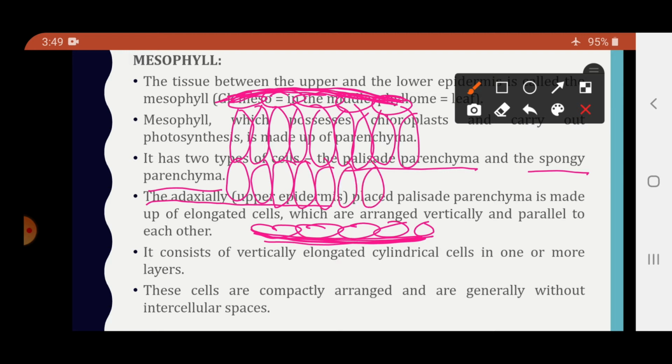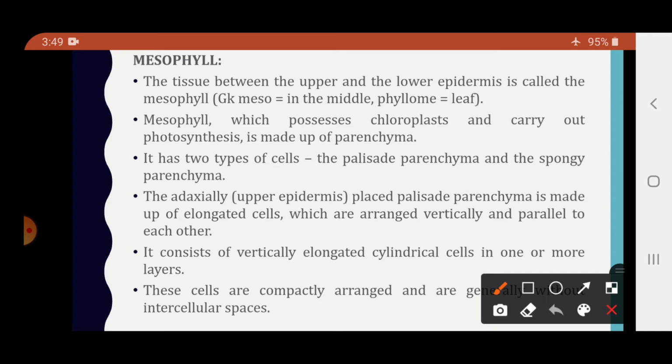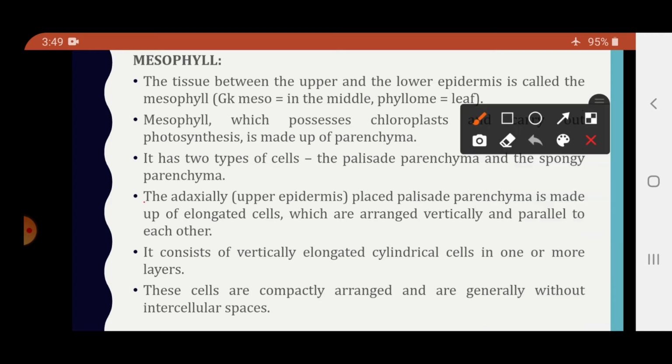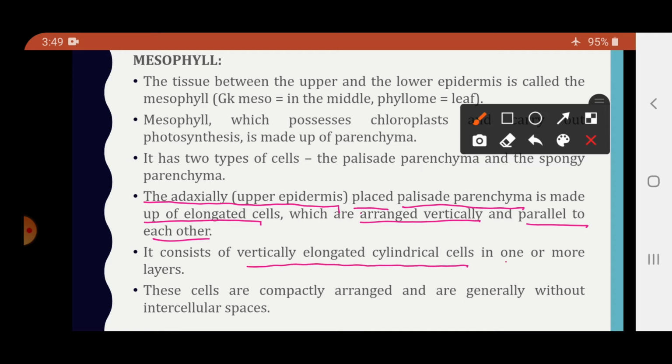Here you can see, this is the upper epidermis. This is which type of parenchyma? This is the palisade type of parenchyma. The palisade parenchyma, placed adaxially, that is towards the upper epidermis, is made up of elongated cells which are arranged vertically and parallel to each other. Basically, it consists of vertically elongated cylindrical cells in one or more layers.